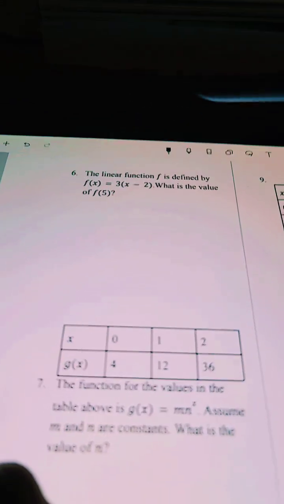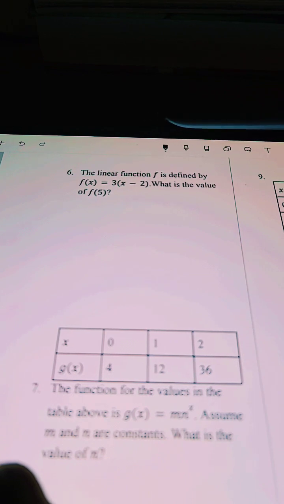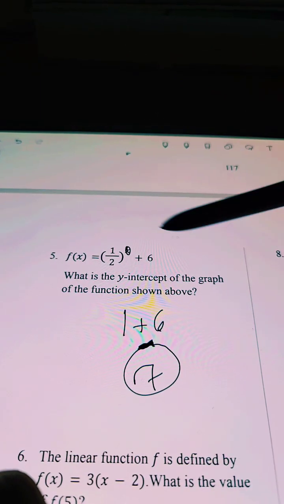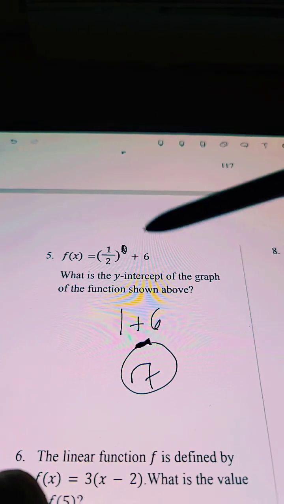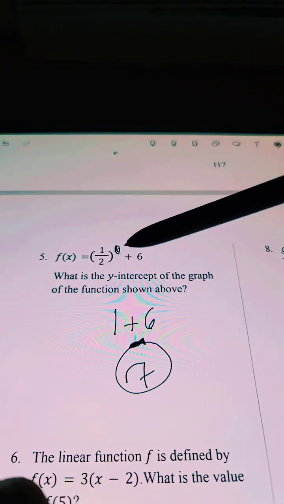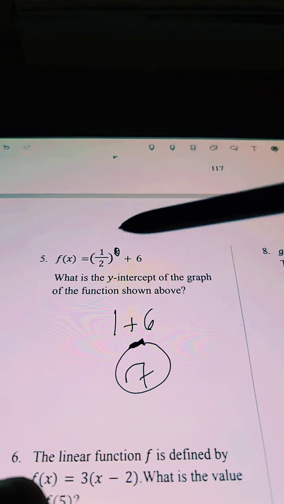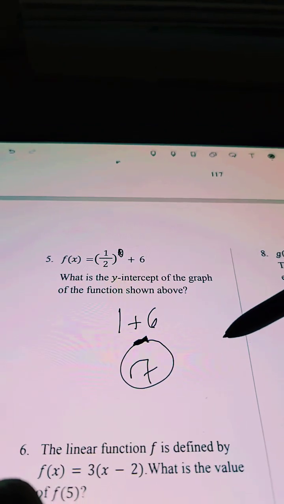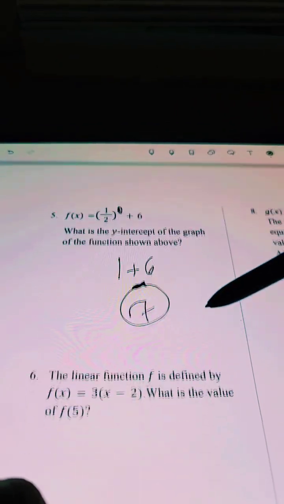Okay, so for this one we have, is it not 6? No, because another common mistake that people make, anything to the 0 power is equal to 1. People think it's the same as multiplying by 0, but it's not. Anything to the 0 as an exponent is just 1, so it's 1 plus 6.